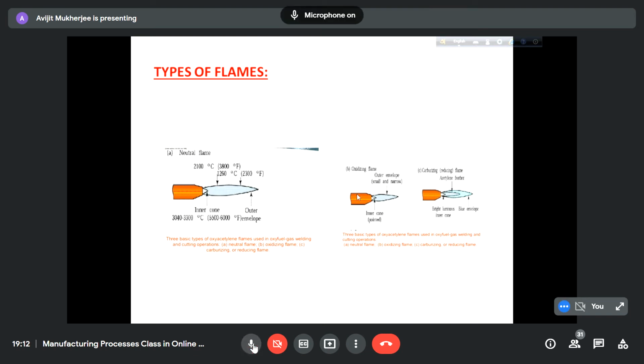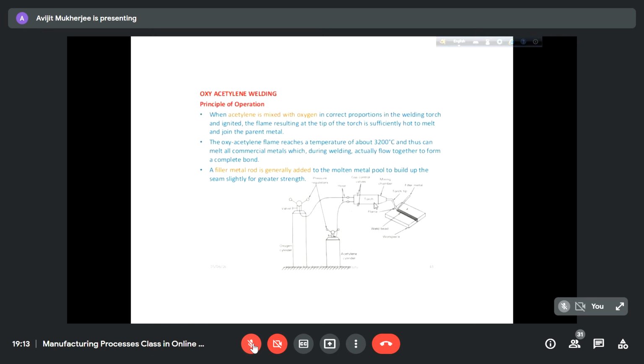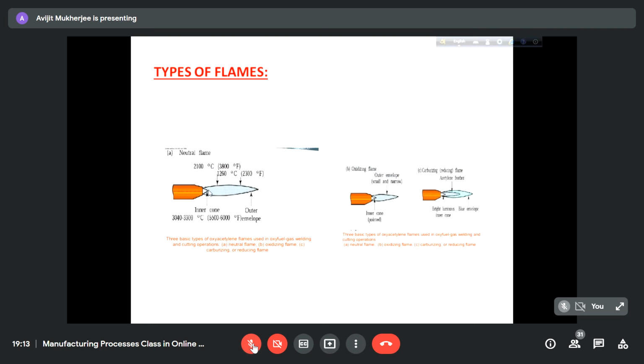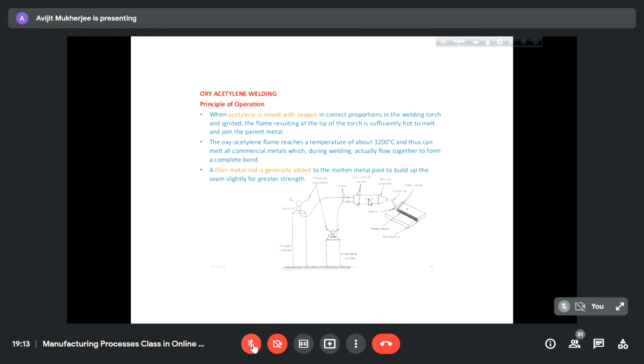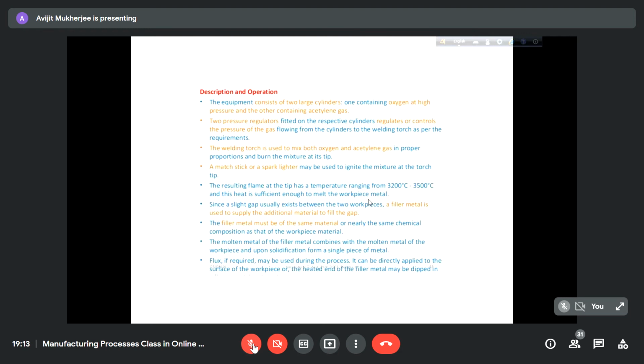But here neutral flame and oxidizing flame look the same, but for oxidizing, the inner cone is very sharp, pointed, but here it is not that pointed. And this is also bluish in color with a hissing sound, for oxidizing. Again, this is some write-up.